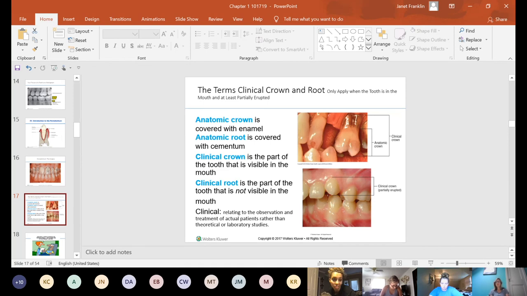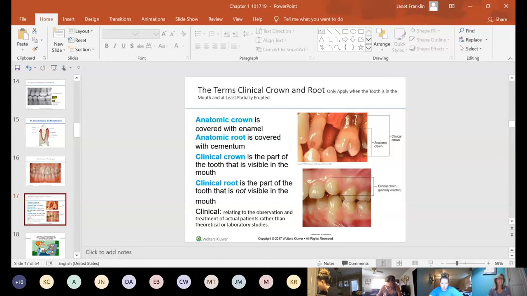We have terms for describing the crowns and the roots. There's the anatomic crown and root and the clinical crown and root. The anatomic crown and root: the crown is the part that's covered with enamel. The root is the part that's covered with cementum. So any tooth you were to look at, no matter where it is, an extracted tooth or in a mouth, the anatomical crown is the part that has the enamel on it. And the anatomical root is the part that has cementum on it. And underneath both of those is dentin. The clinical crown is the part of the tooth that you see in the mouth. And the clinical root is the part of the tooth that you don't see.